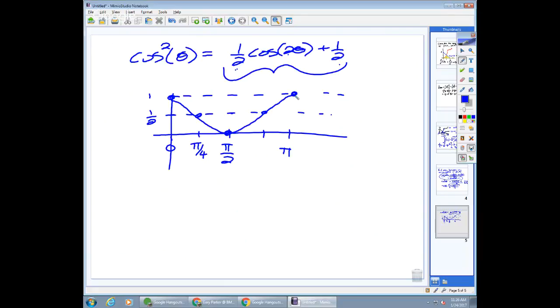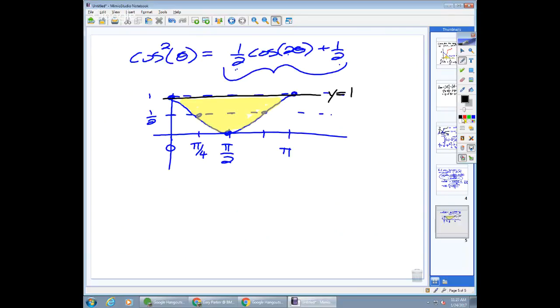And on the previous page, I wanted to find the area between this function and y equals 1. And so that means I'm looking for this area right there. And so there's a variety of ways to approach this.